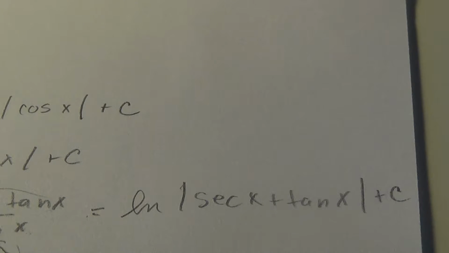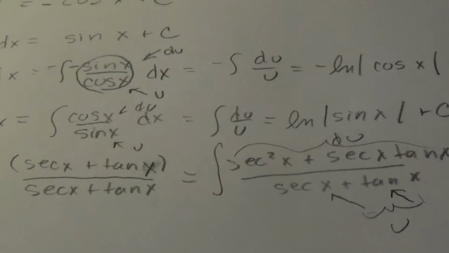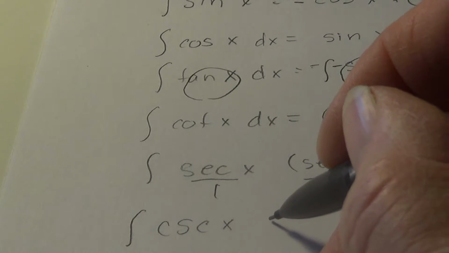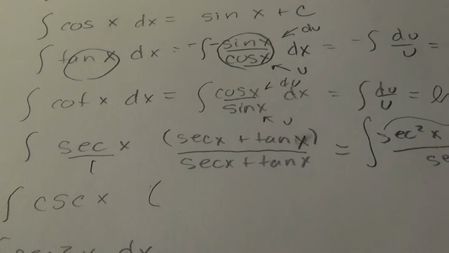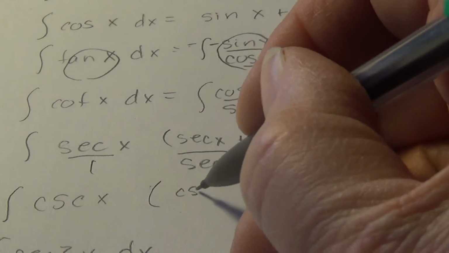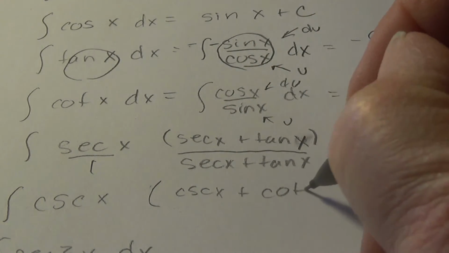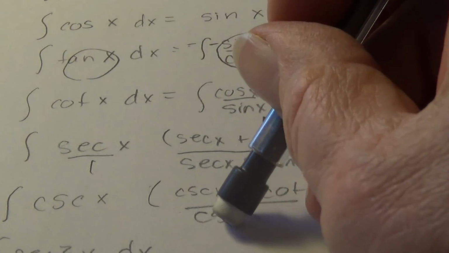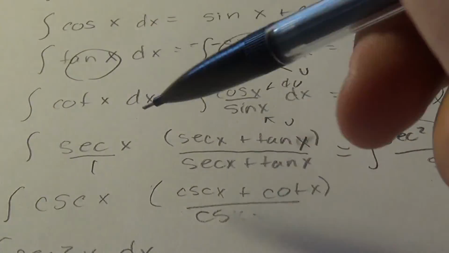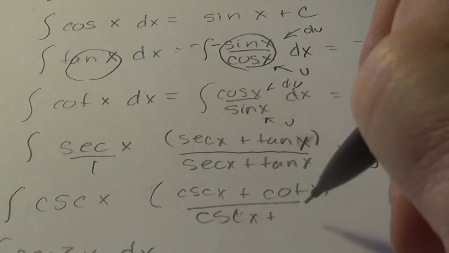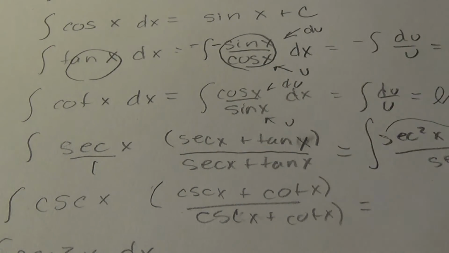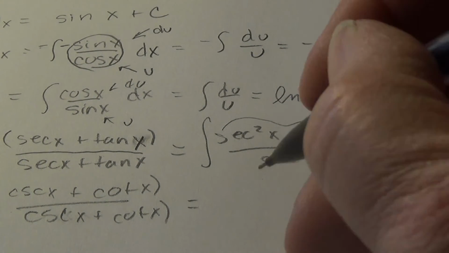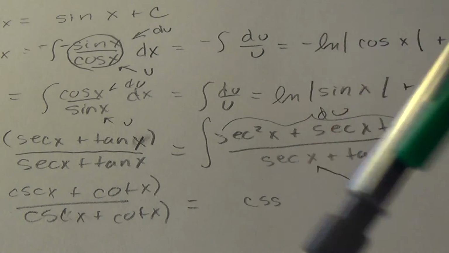All right, so moving right along, cosecant, if we multiply it by sort of the cousin, cosecant x plus cotangent x over itself, cosecant x plus cotangent x. All right, then the new top will become cosecant squared.